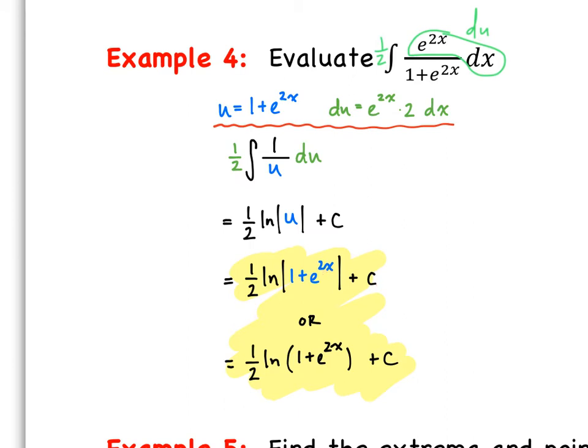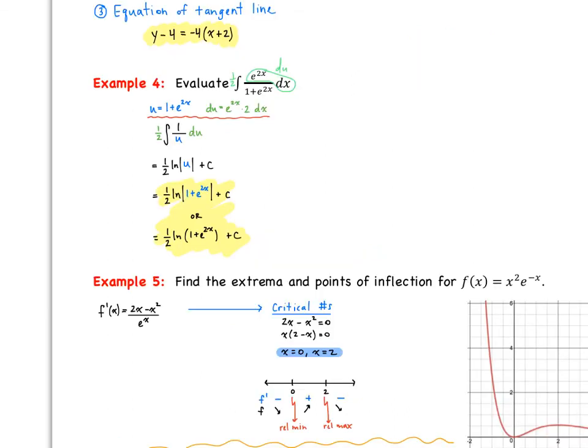c. Now, one thing to note is that this portion will never be negative, so we can essentially drop the absolute value bars. So either one is acceptable, but you'll probably see it more written like the second version here without the absolute value, again, because that 1 plus e to the 2x can never be negative, okay?